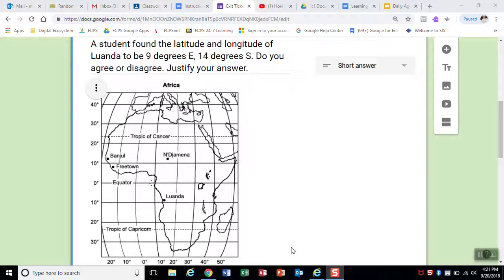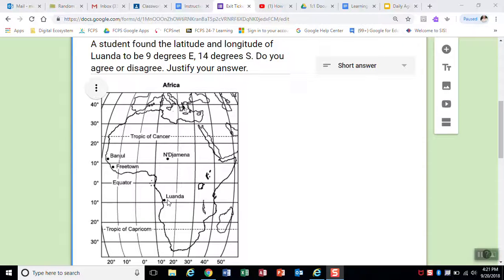So here's the exit ticket. It has a picture of Africa, and the prompt says, a student found the latitude and longitude of Luanda to be 9 degrees east, 14 degrees south. Do you agree or disagree? Justify your answer. The first thing that you need to do is find Luanda. And here it is. If you can see my cursor moving, it's right here in the middle of Africa.